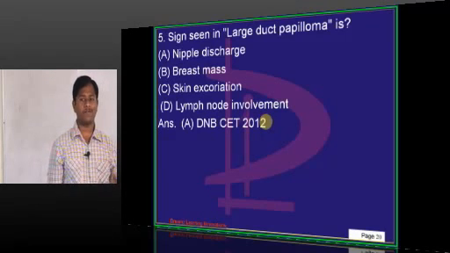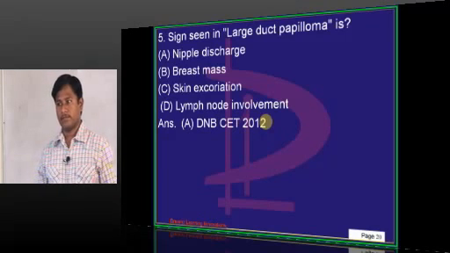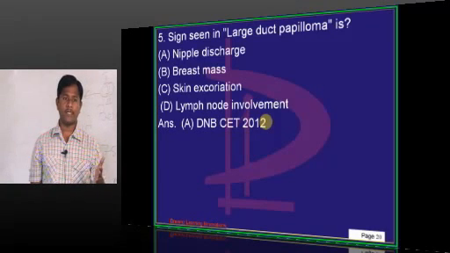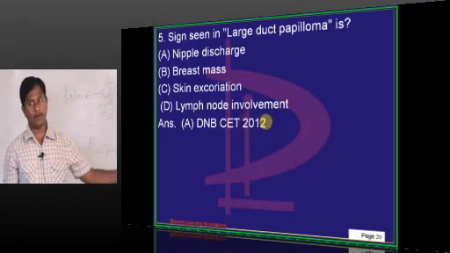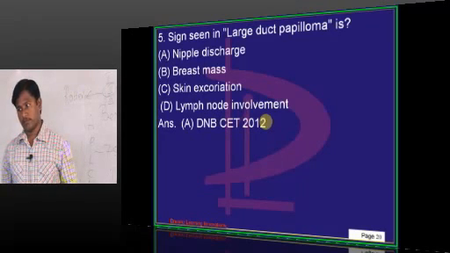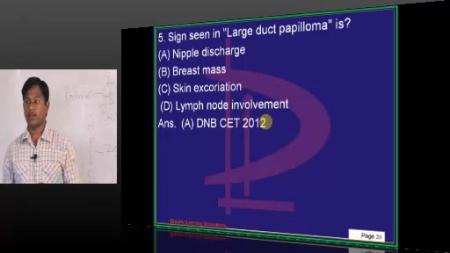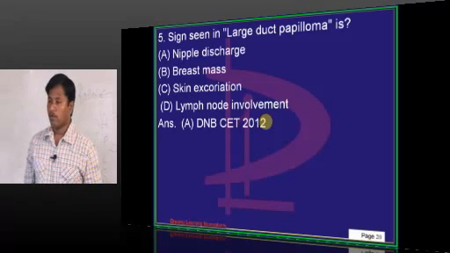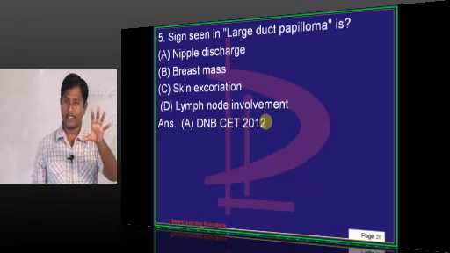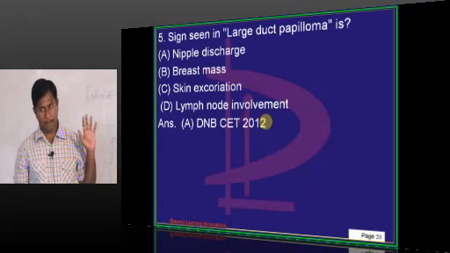What is the most common cause of serous discharge? The most common type of nipple discharge is serous discharge. Duct papilloma is the most common cause. What is the most common cause of bloody discharge? Not carcinoma. Remember, whenever the term bloody is used, don't jump to the conclusion that it is a carcinoma. No. Again, the most common cause is papilloma only.